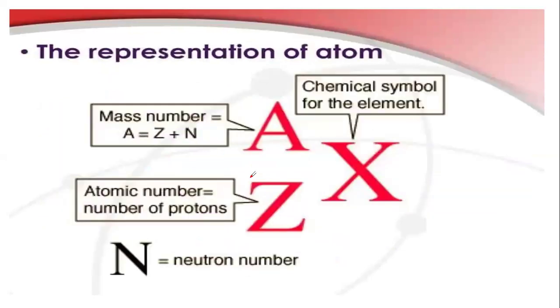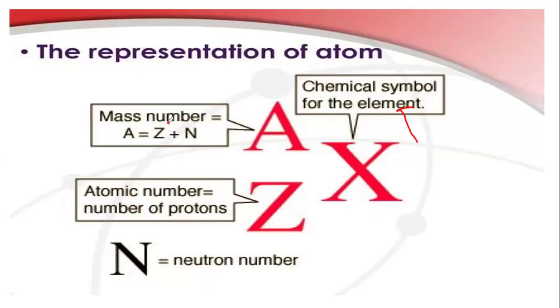And then I also want us to revise a bit. So the atom has a certain representation. I have X there, which will represent the symbol of that atom or that element. So I have a big X here that represents the chemical symbol. And then on top of this symbol, we have what we call the mass number. And the mass number, we know that it's just the addition of the neutrons to the what? To the protons.